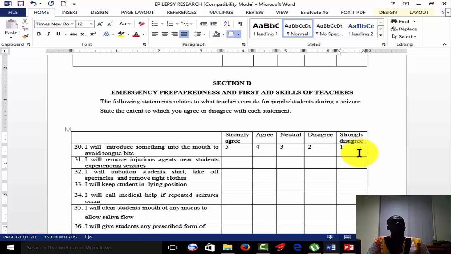Let's take the second question. I will remove injurious agents near students experiencing seizures. So if students are experiencing seizures and you remove injurious things from there, that is also good emergency preparedness, right? And skill? So this one is more of skill. So that is going to be also 5, 4, 3, 2, and 1, according to how the person codes things. So because of time, we will just take these 2. So now let's say that we are using this to assess Fafa and Mr. Ajin.